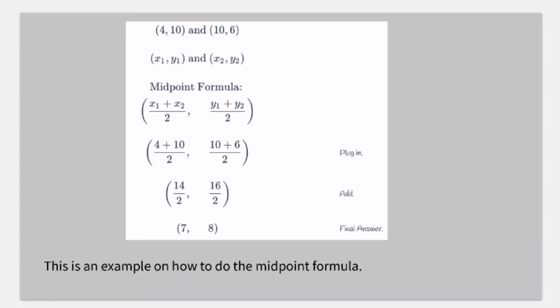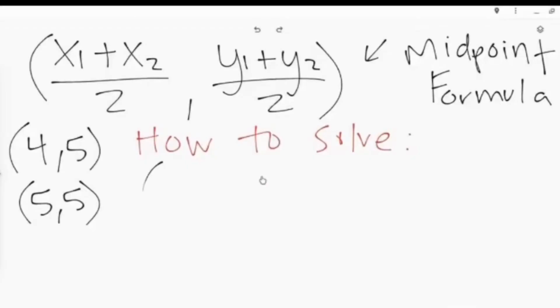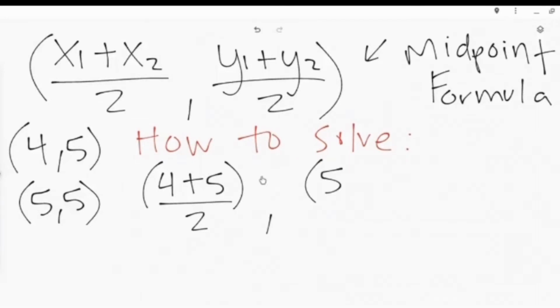This is an example of the midpoint formula. Next clip shows how to solve using the midpoint formula. First, we have to add points x1 and x2 together. Then divide that by 2. We have to do the same thing for the other side, so add y1 and y2 together. Divide that by 2.